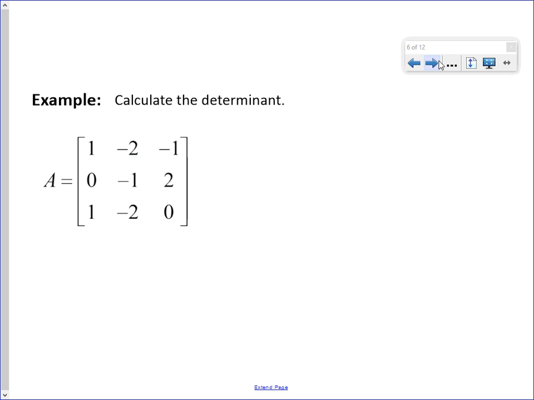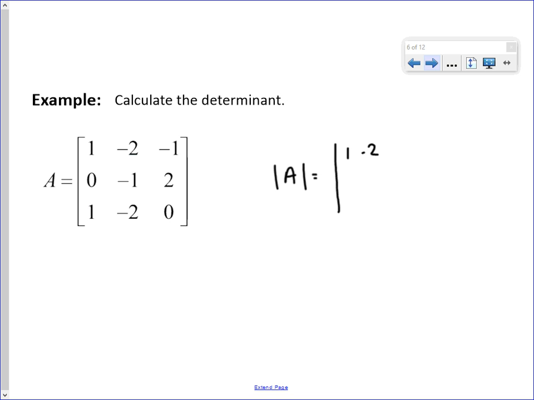Okay, so let's calculate the determinant for matrix A. Now, I'm going to do a little bit of notation work here and say I want the determinant of A. So I'm going to use my vertical bars.